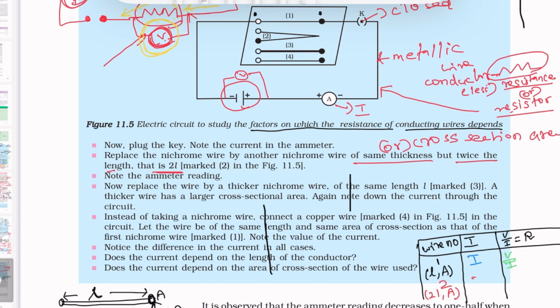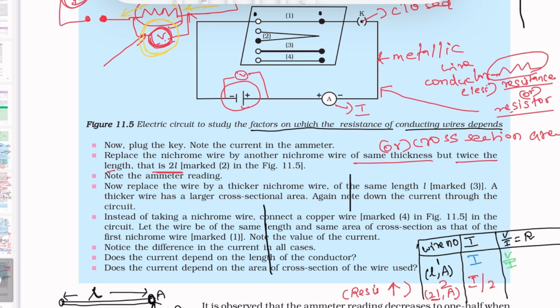For wire number 2, the length is increased, so what happens? Here in number 2, as the length increased to 2L, we found that the resistance also increased. When the resistance increases, obviously the current will flow much less, no? So my I became I by 2. The current was halved when the resistance increased.